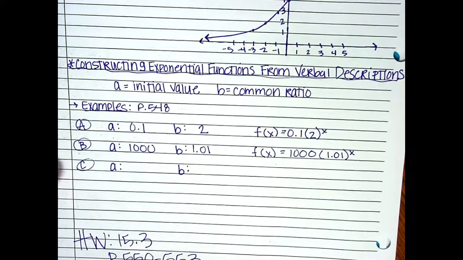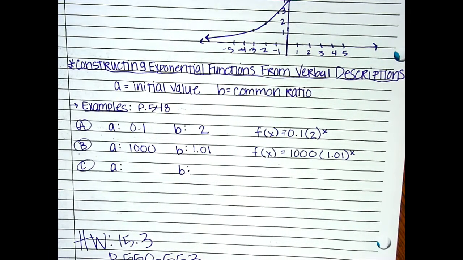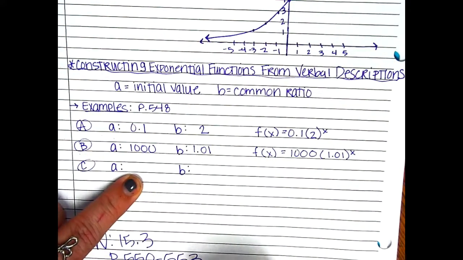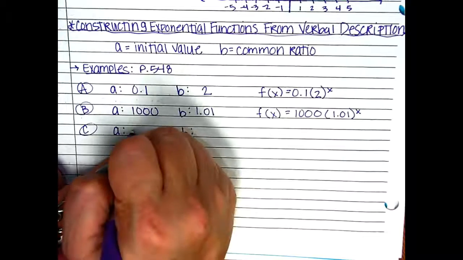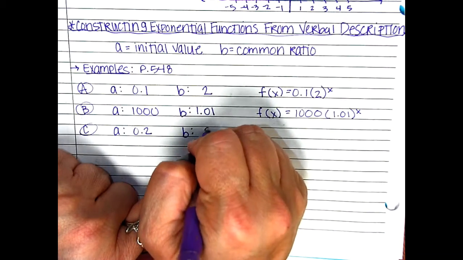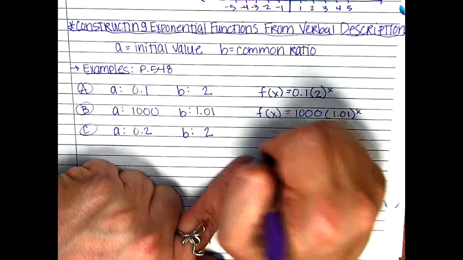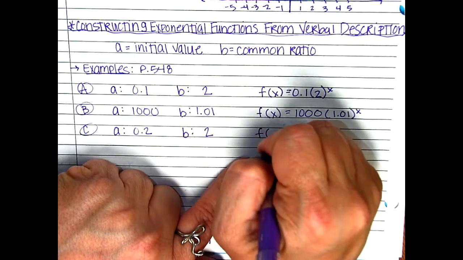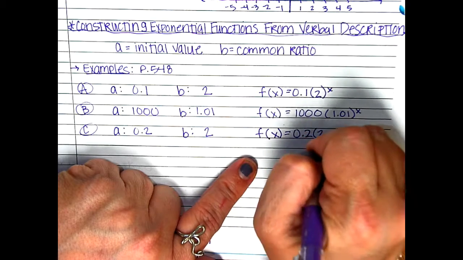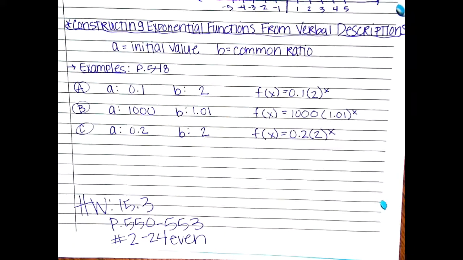Okay, and the last one says a piece of paper that is 0.2 millimeters thick is folded in half. So for A, I would want 0.2. And if it's folded in half, its ratio is 2. So I'd write this as f of x equals 0.2 times 2 to the x.